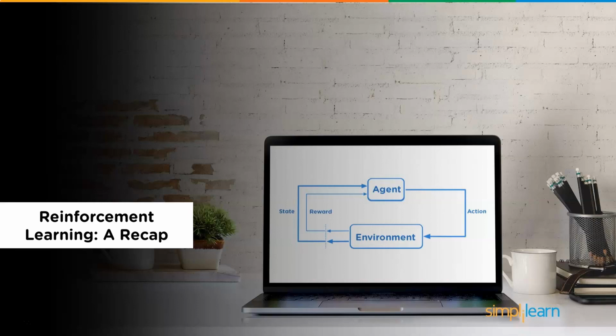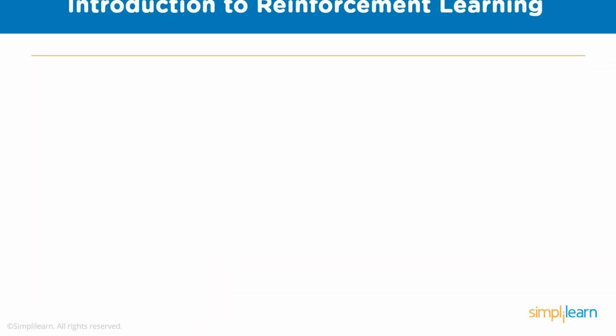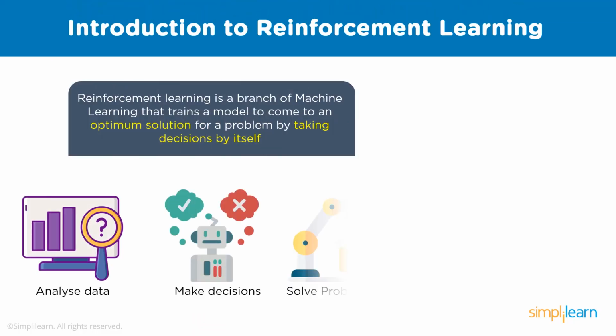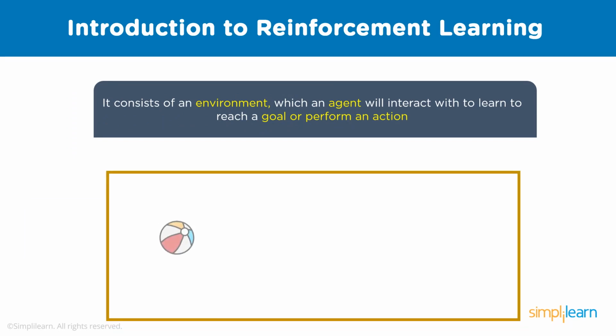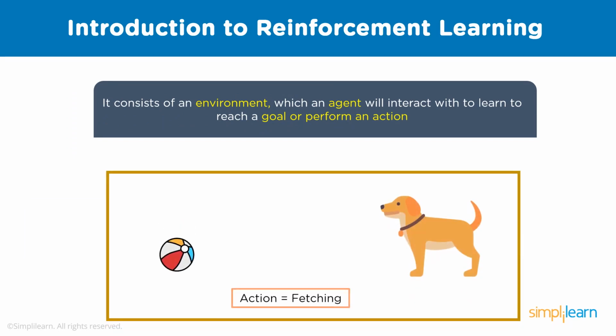And you'll remember we have our agent, our action, our environment, our reward, and the state. Reinforcement learning is a branch of machine learning that trains a model to come to an optimum solution for a problem by taking decisions by itself. So we look at the data, analyze it, make decisions, solve problems. It consists of an environment which an agent will interact with to learn to reach a goal or perform an action. And you can see here we have the dog, and the action equals fetching.